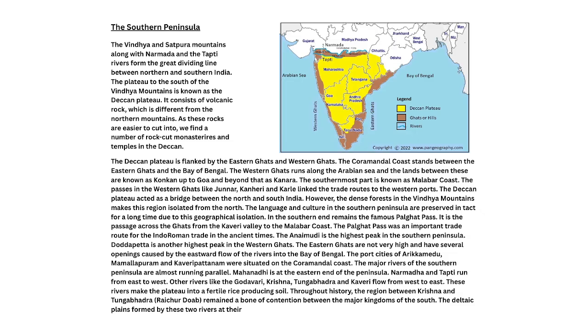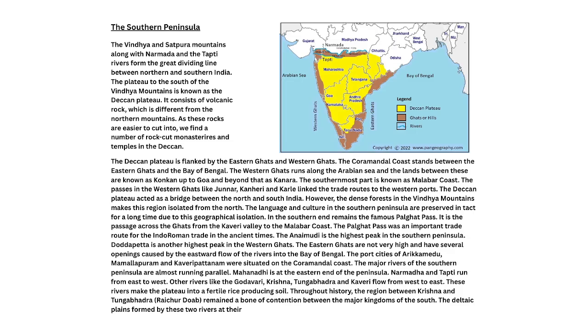The major rivers of the southern peninsula run almost parallel. Mahanadi is at the eastern end of the peninsula. Narmada and Tapi run from east to west. Other rivers like Godavari, Krishna, Tungabhadra and Kaveri flow from west to east. These rivers make the plateau fertile, rice-producing soil.